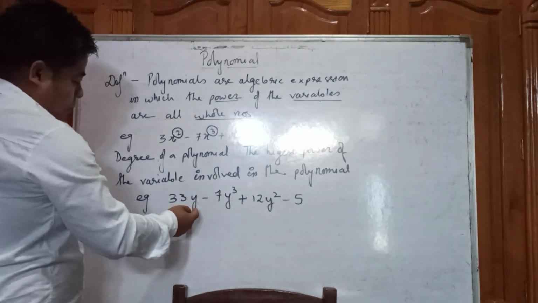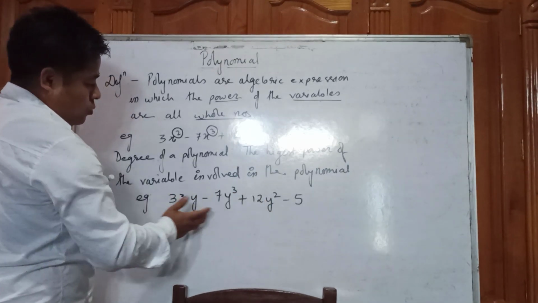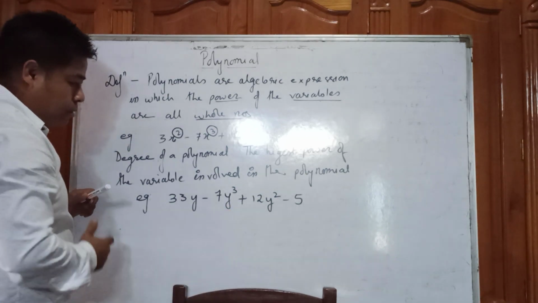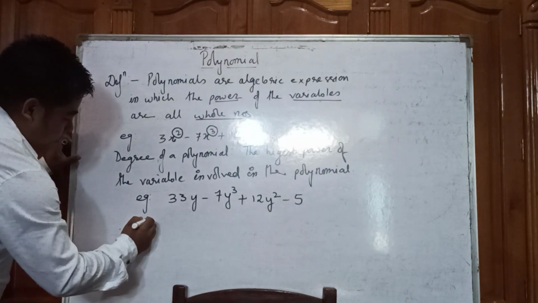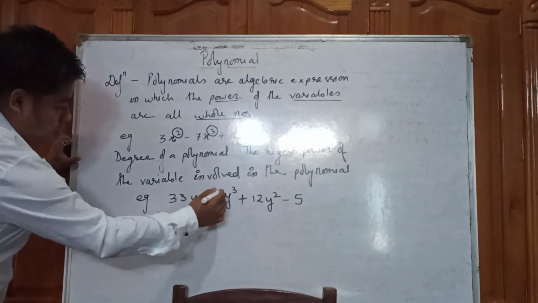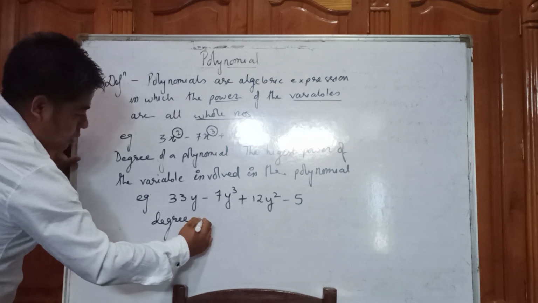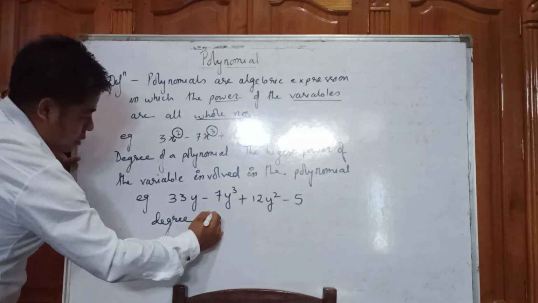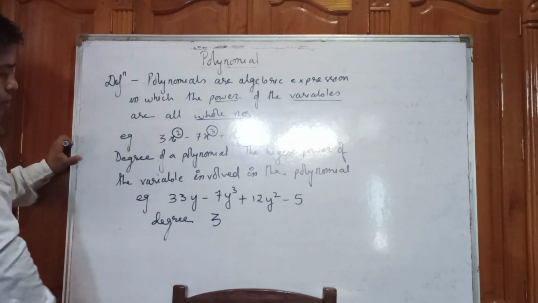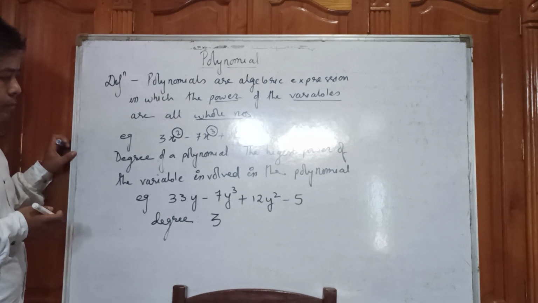But let's forget about it, we'll learn in the coming classes. Now, the power of the variable here is 1, here is 3, here is 2. So which one is the biggest one, 3 or 2? Obviously we know 3 is biggest. Therefore, the degree of this polynomial, how much is it? The degree of this polynomial will be 3.